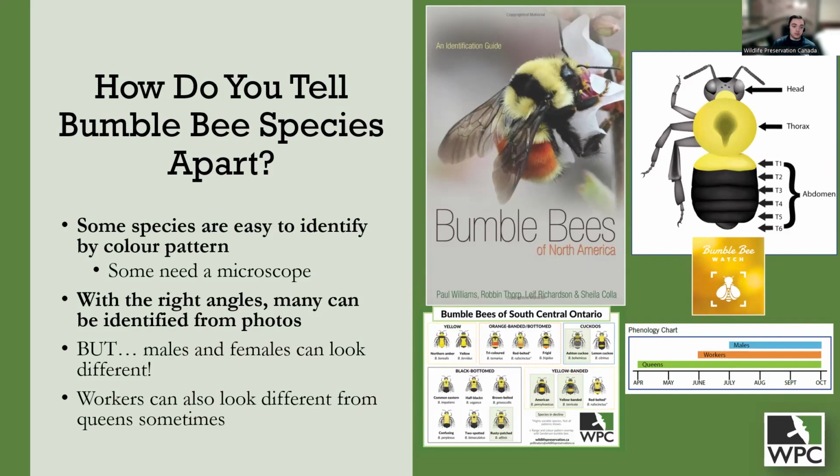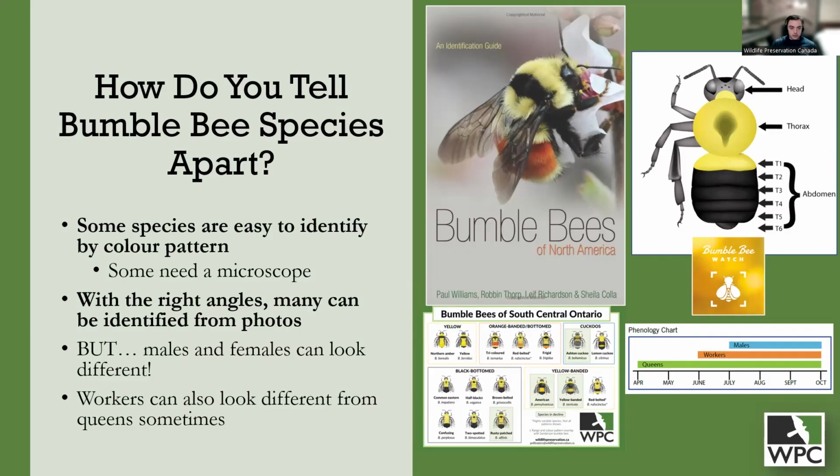For example, the common eastern bumblebee is a good example of a species that emerges very, very early in the spring, and is also active all the way through to the fall. Whereas other species like the northern amber or the brown-belted bumblebee typically we don't see in this area, at least until a little bit later in the season. Not only is phenology used to help with species differences, but also used in caste differences.